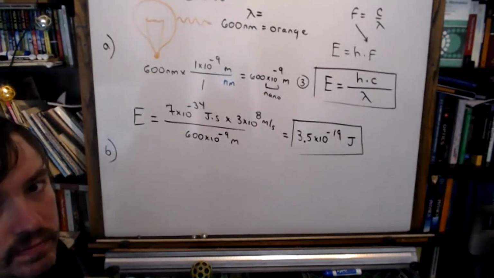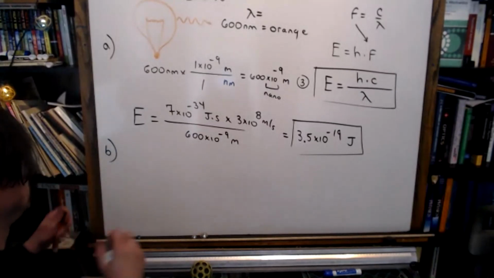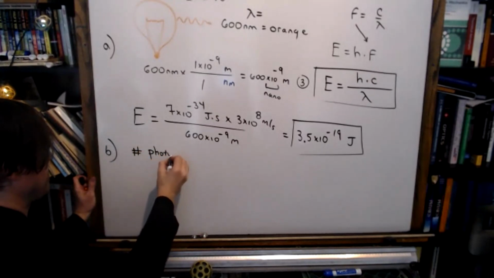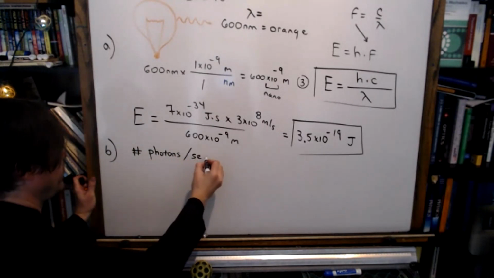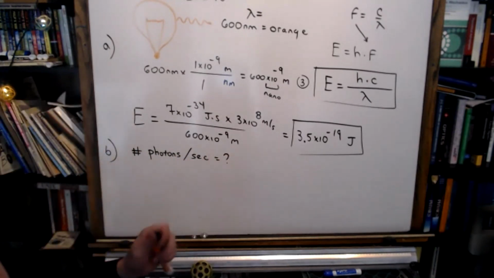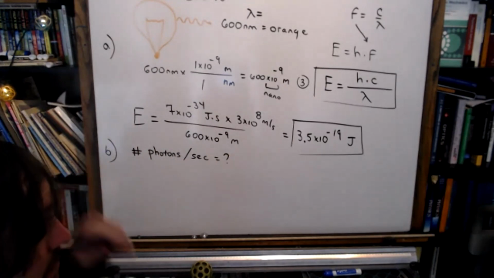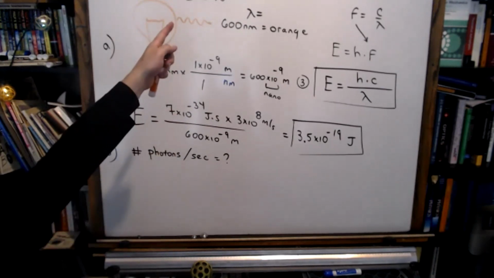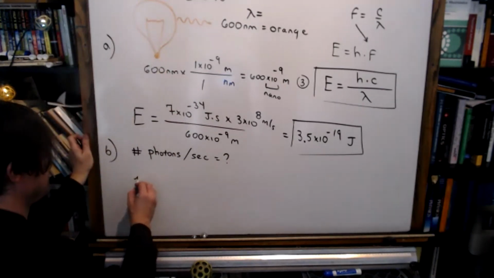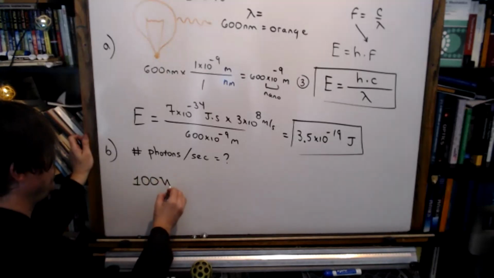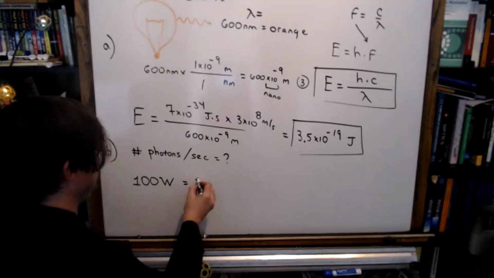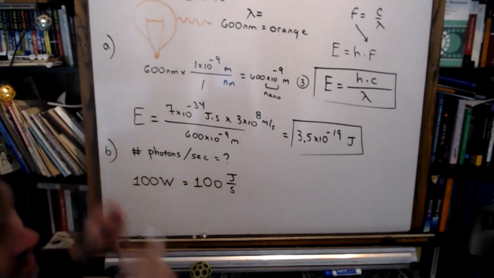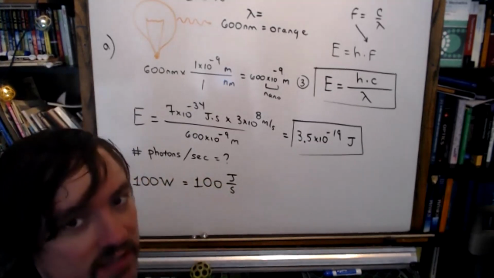Part B. How many 600 nanometer photons would have to be emitted each second to account for all the light from this 100-watt light bulb? In other words, we're looking for the number of photons per second, right? Yes. Let's start with our energy flow of 100 watts. 100 watts is equal to 100 joules per second.